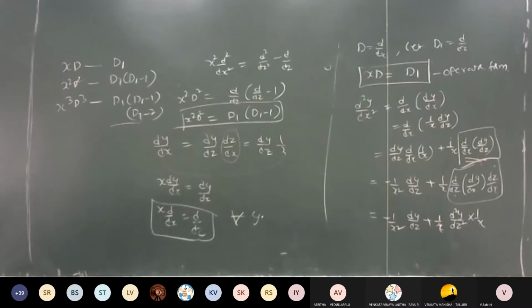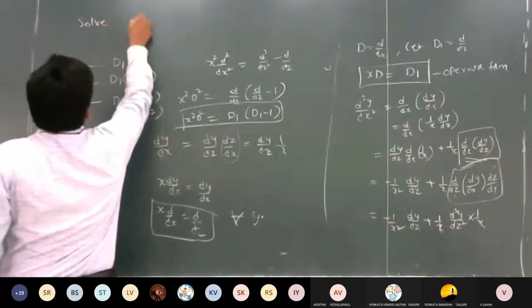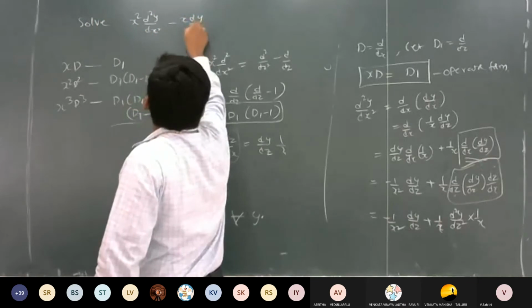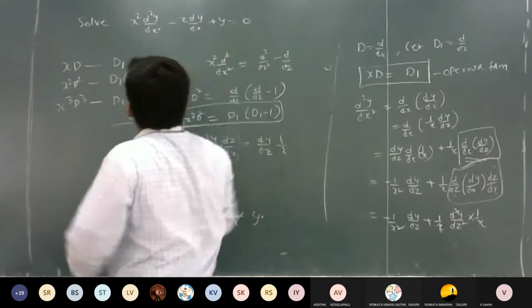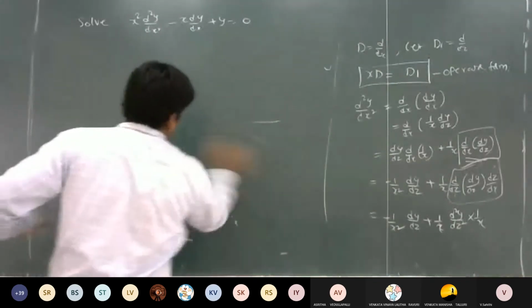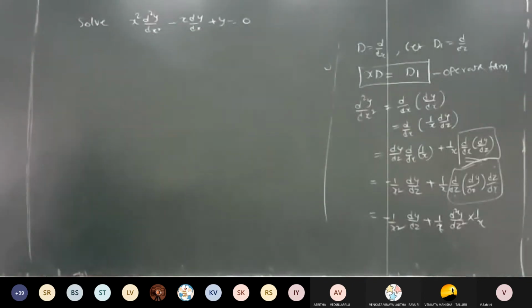So first we will attend one problem, a simple one. Write down the problem. Solve x square into d square y by dx square minus x into dy by dx plus y is equal to 0.